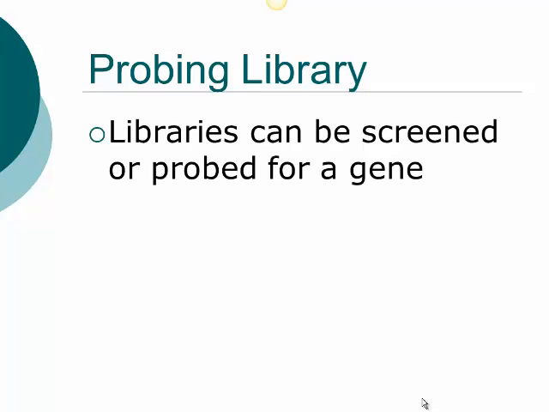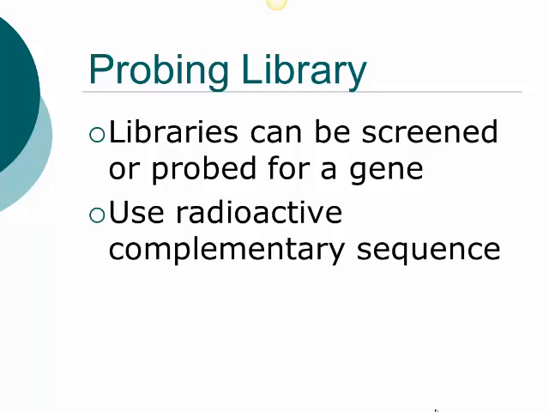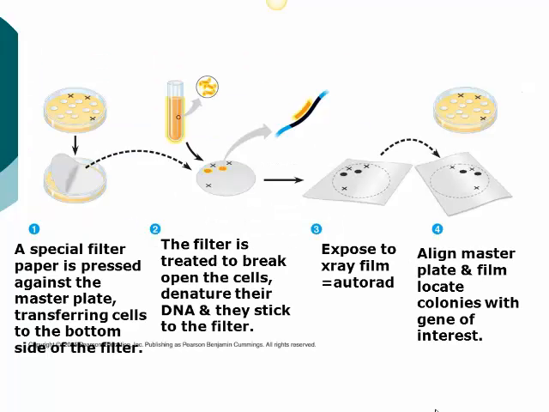And then I can probe the library. I can screen it or probe it, looking for specific genes that are important in that given cell. And to probe, I use a radioactive complementary sequence for the one I'm looking for. So here we have the filter paper. So I grow up my bacteria colonies. They all contain all possible cDNAs that are, for example, the liver library here. And then I take my special nitrocellulose paper and I put it down on the bacteria colonies that are on the agar. And then I do a lift.